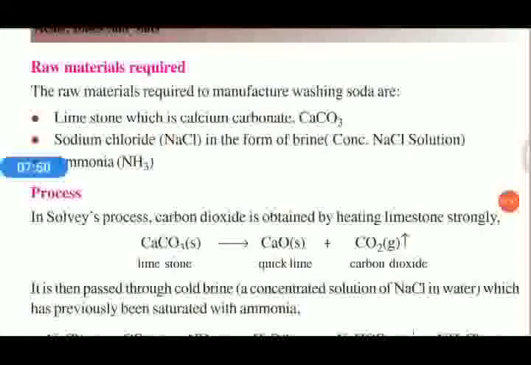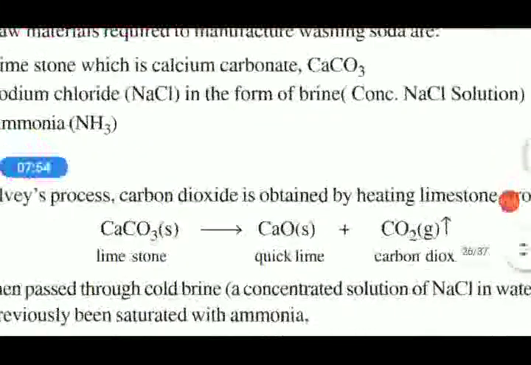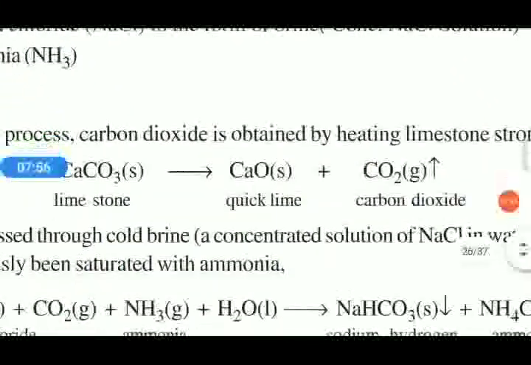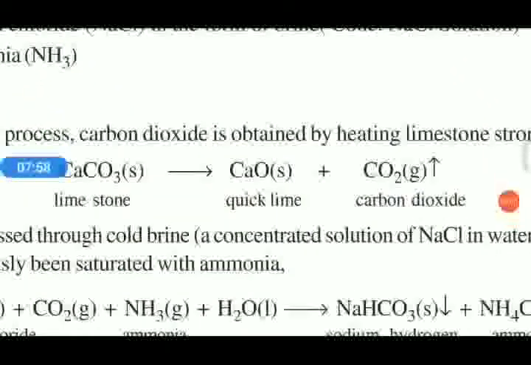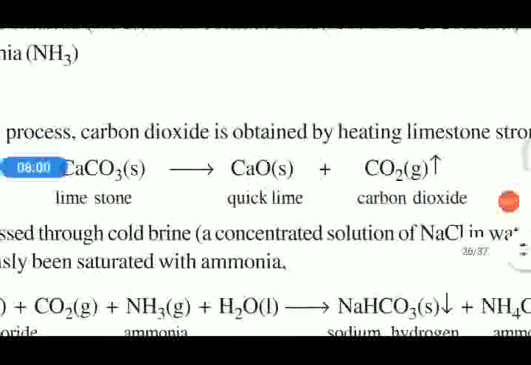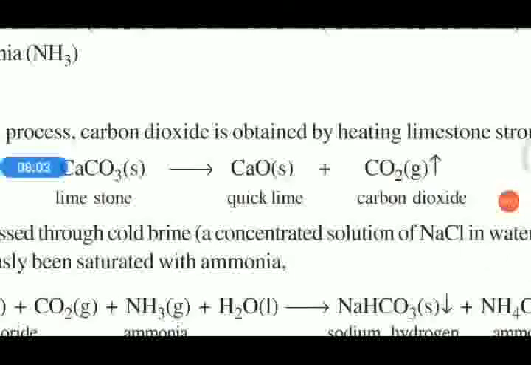In the Solvay process, carbon dioxide is obtained by heating limestone strongly. We heat limestone, CaCO3, strongly. We get calcium oxide and carbon dioxide. Calcium oxide, CaO, is known as quicklime, and also we get carbon dioxide.